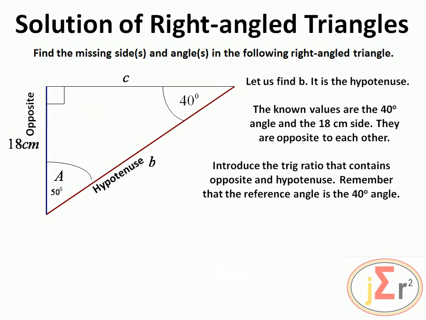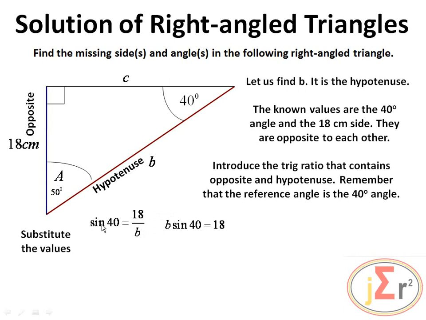So we are going to introduce the trig ratio that contains opposite and hypotenuse. Remember that the reference angle is the 40 degrees angle. So sine 40 is equal to opposite over hypotenuse. Why? Because we are trying to find B first. The side and angle that we know already are opposite to each other. And of course, we need to find B. B is the hypotenuse, so we need to use a trig ratio that contains opposite and hypotenuse.